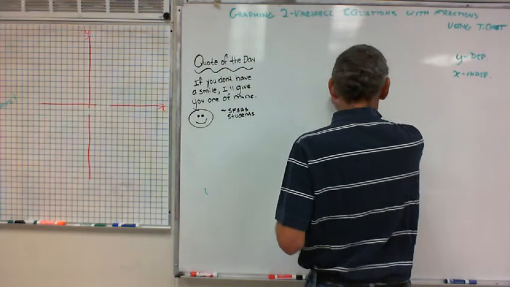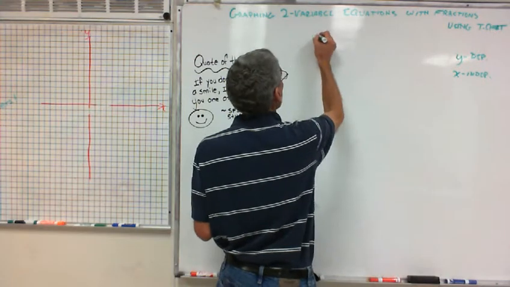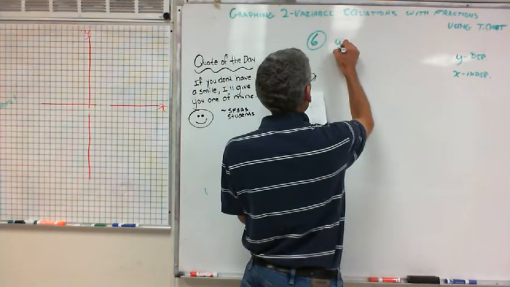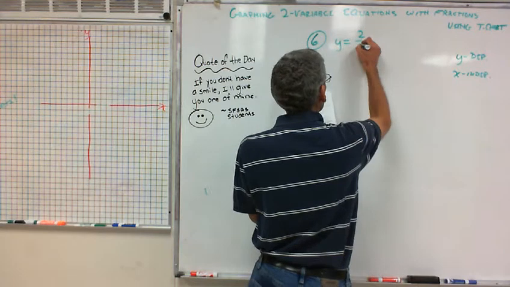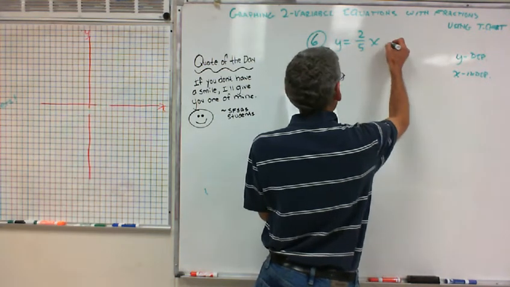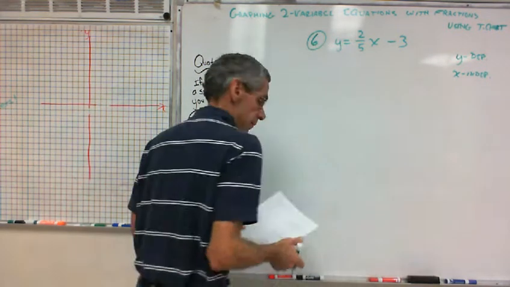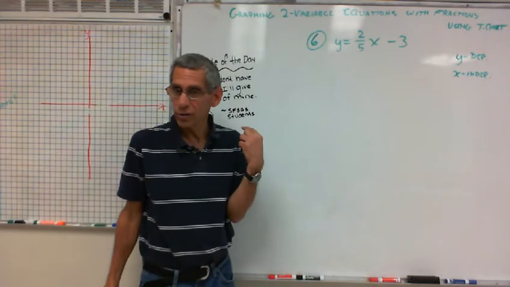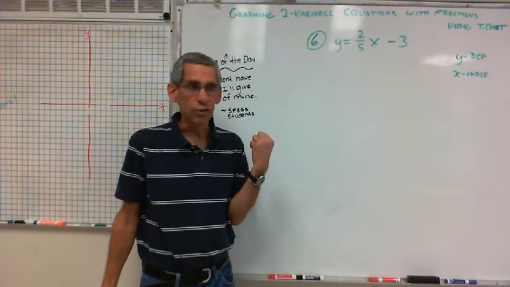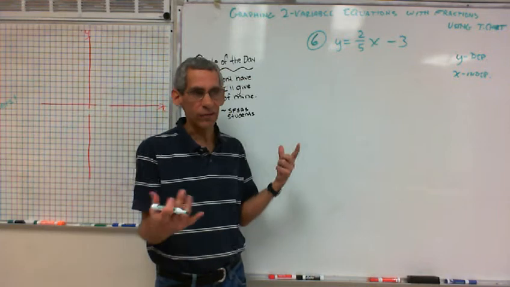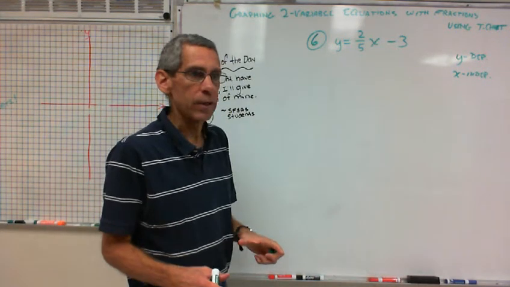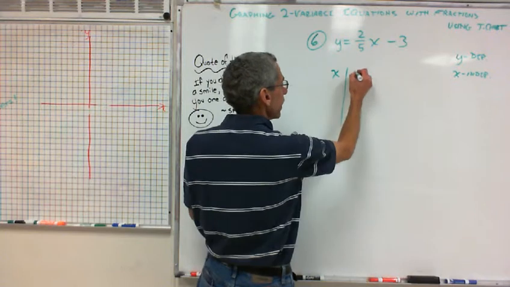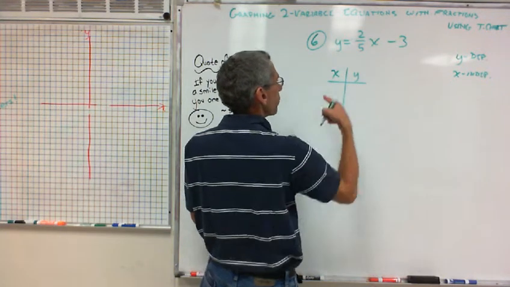I put number 5 there because that's from the homework. But now we're going to do number 6 from the homework, which is y equals 2/5 x minus 3, right? At first viewing, it looks hard, right? It's not 1/2. 2/5 looks complicated, but it's not so complicated. Watch. We're going to use that same rule we used on the last problem.